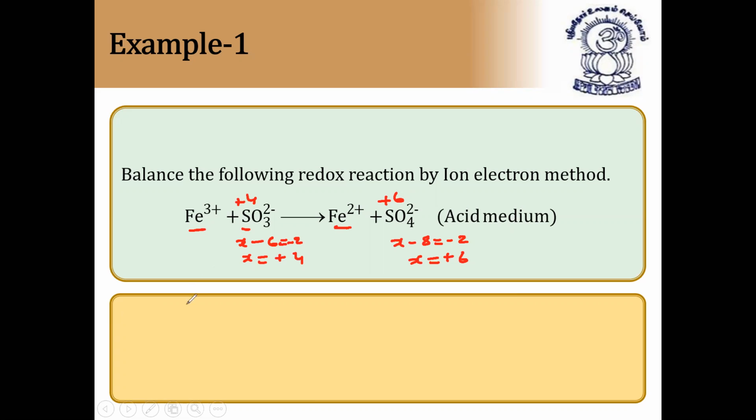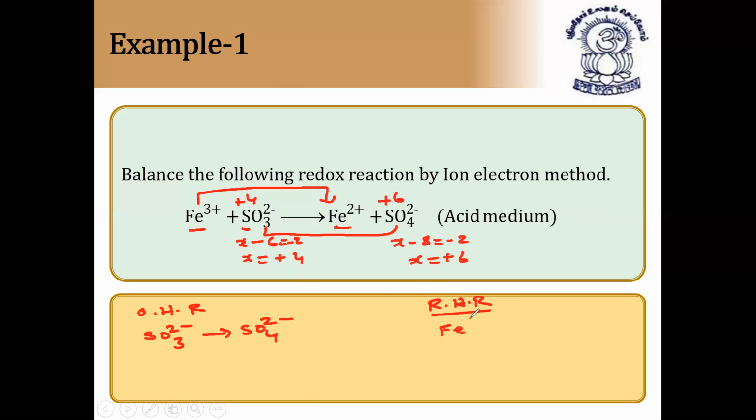First we'll do the redox reaction in two halves. So let us see. This is plus 3 changing to plus 2, a decrease, and this is plus 4 changing to plus 6, an increase. So the oxidation half reaction is SO3 2 minus changes to SO4 2 minus. Similarly, the reduction half reaction, Fe plus 3 changes to Fe plus 2. I'm doing it clearly, please note it down.